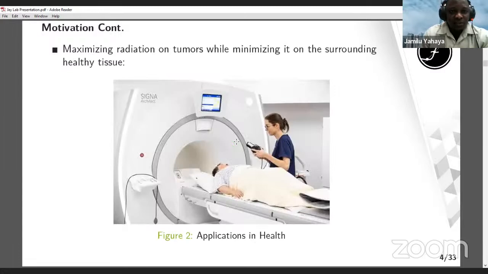Minimizing radiation on tumors while minimizing it on the surrounding, maximizing radiation on the tumors while minimizing it on the surrounding healthy tissues. It is a kind of multi-objective optimization problem, or in general a vector optimization problem with two objectives. We are trying to maximize one, the radiation on tumors, while trying to minimize the radiation on the healthy tissue. So we have two objective functions there, with competing and conflicting interests.